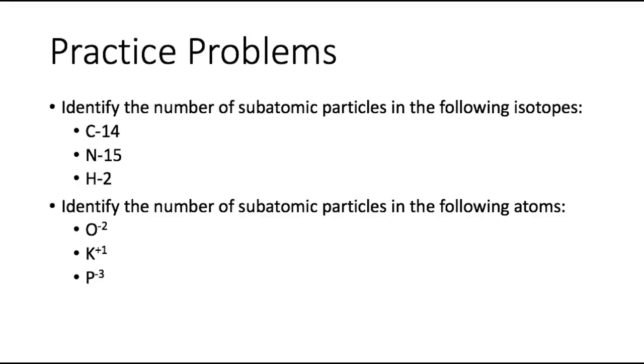Try the following practice problems. Identify the number of subatomic particles in the isotopes carbon-14, nitrogen-15, and hydrogen-2. Identify the number of subatomic particles in the ions oxide, potassium, and phosphide. Write the answers to these practice problems at the end of your notes and show them to Mrs. Benke.